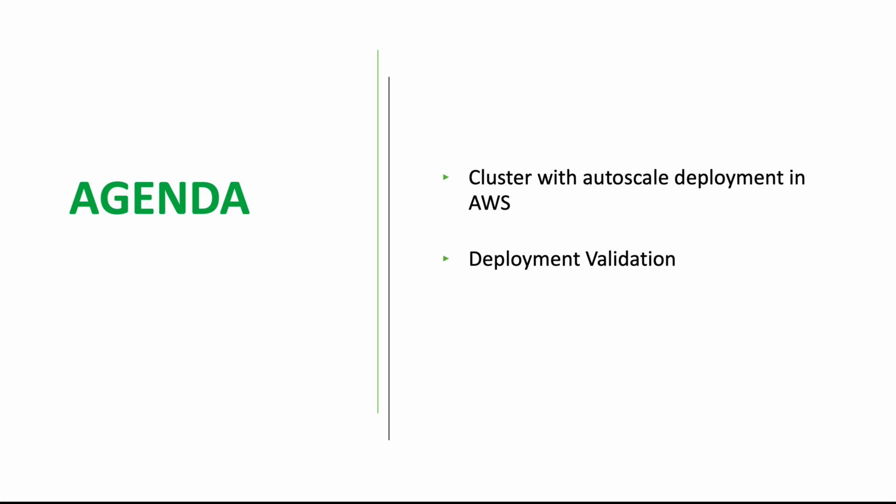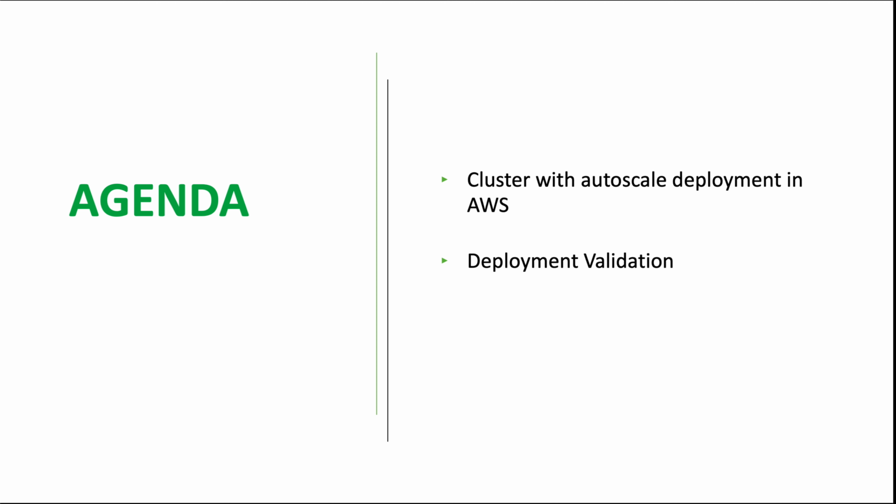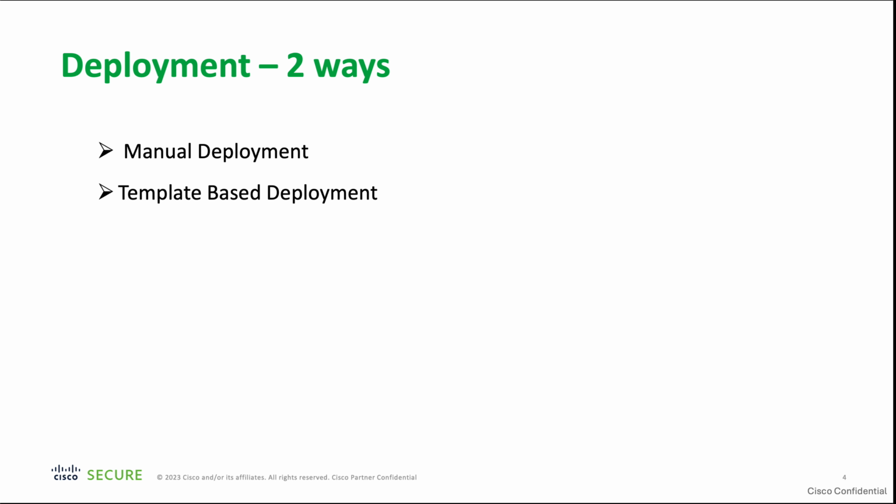We'll go step by step, starting from the prerequisites and AWS setup to launching the firewall instances, forming the cluster, configuring the gateway load balancer, enabling auto scaling, and finally validating the deployment. So let's get started and see how to bring this powerful cluster and auto scaling solution to life in AWS.